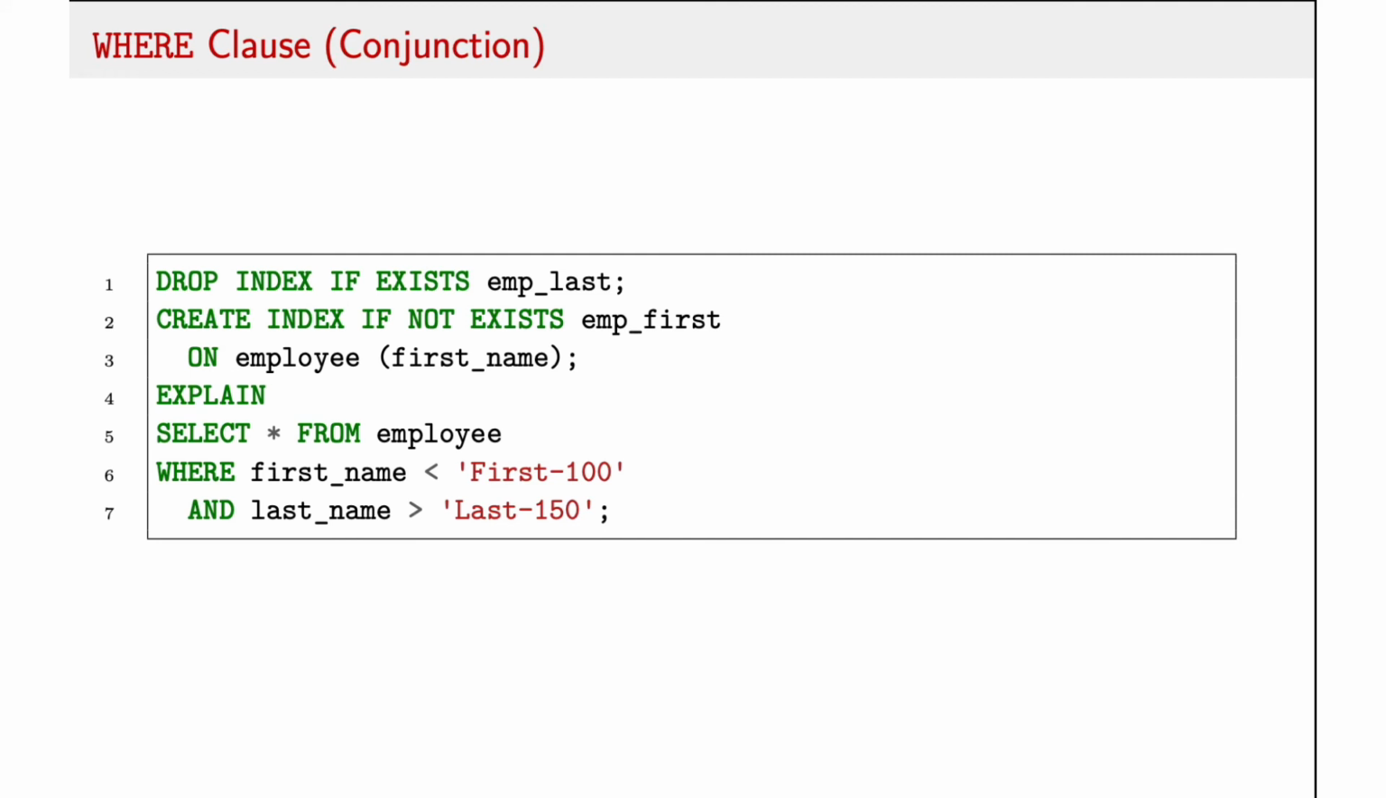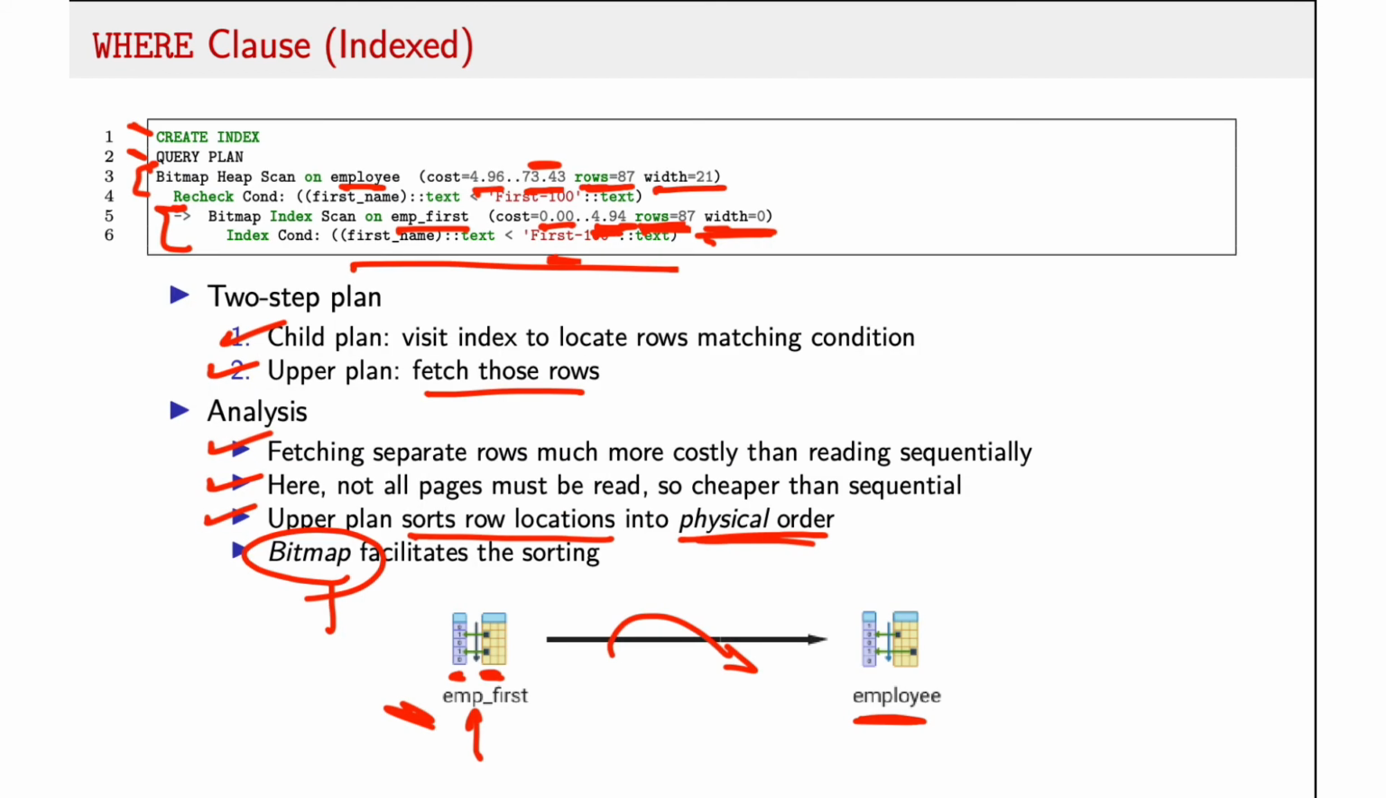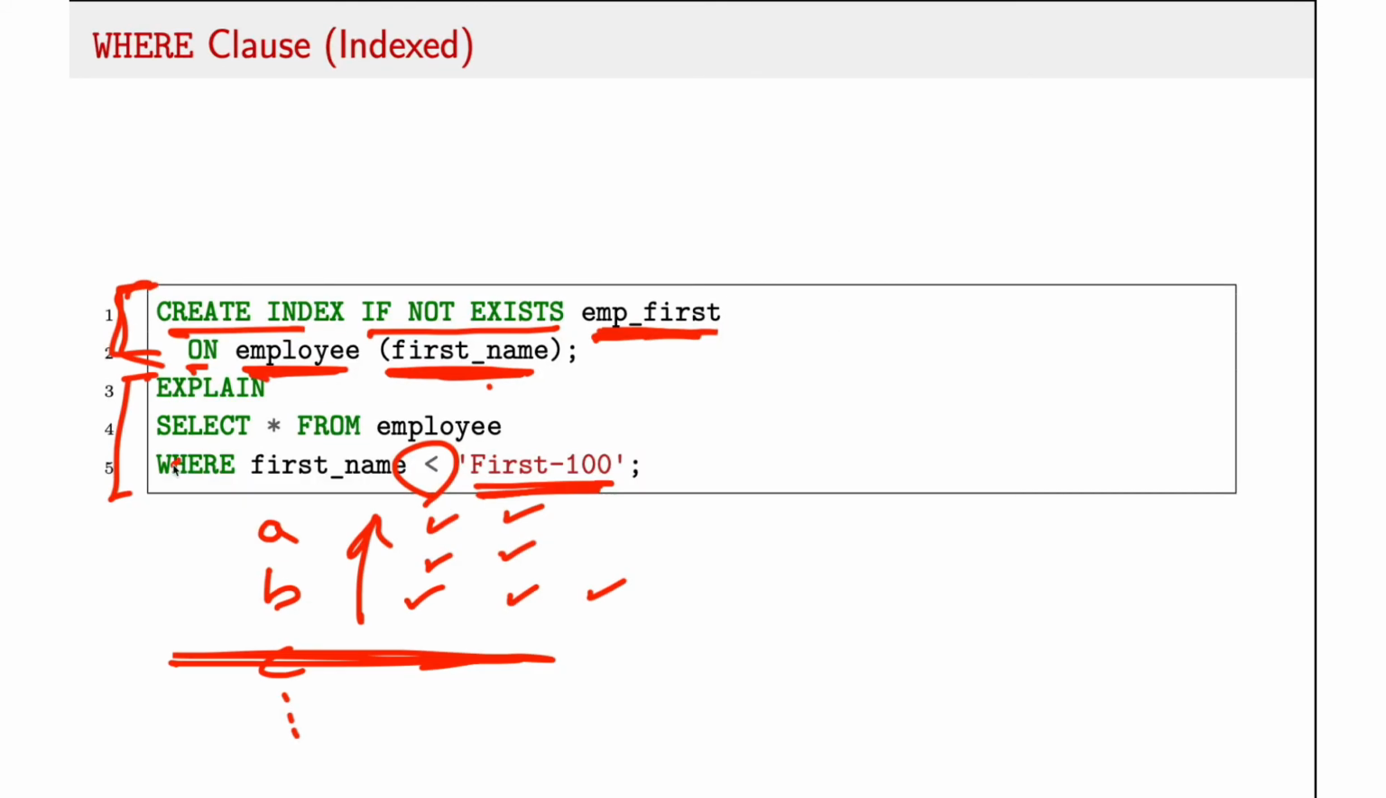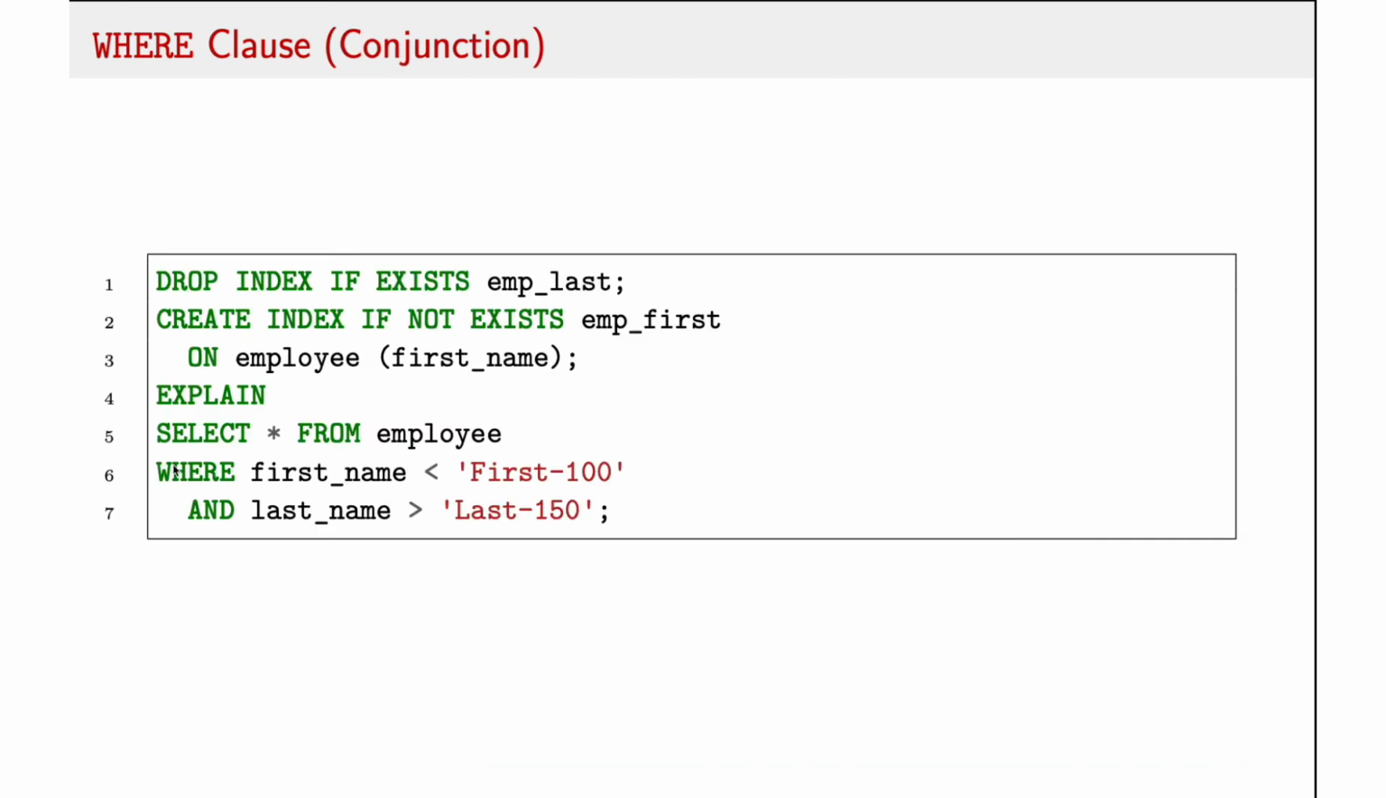Okay, so let's come up with a little bit more elaborate query. Back here we were saying the query was where first name less than first 100. So I've got that same conjunct here, first name less than first 100, but I'm going to add a second conjunct, and last name is greater than last 100.